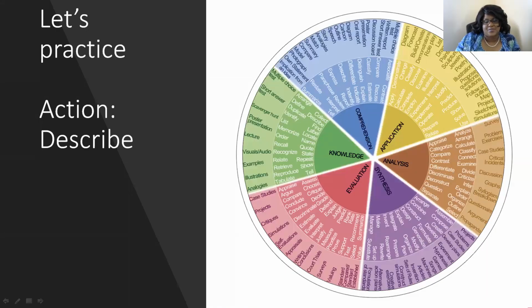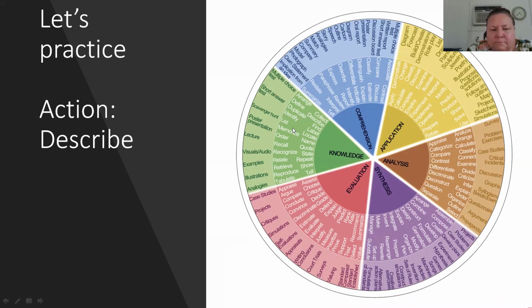The first one, and I want us to just practice real quick, is the action describe. So we have an outcome that has describe, and I know it's a lot here, so let me see if I can get us in the right area. Okay, so we're in the green. The action describe is a knowledge level. So what type of assessments could we use to determine if an individual is able to describe? And that's the outer ring.